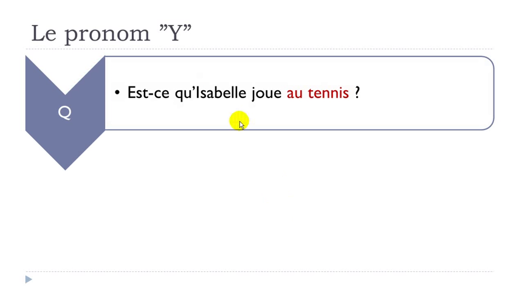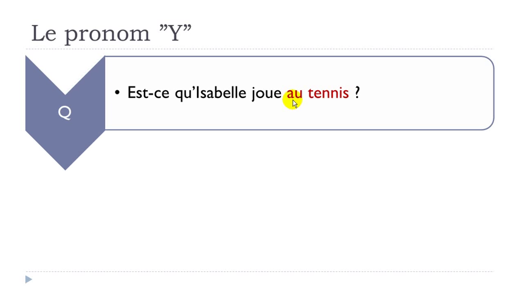Est-ce qu'Isabelle joue au tennis? So in that case, remember, it's "au", but "au" is clearly the combination of the preposition "à" and then the article "le" in "le tennis", okay? So when you combine these two, you get "au tennis". So still, it does give you the information that it is the preposition which is modified.